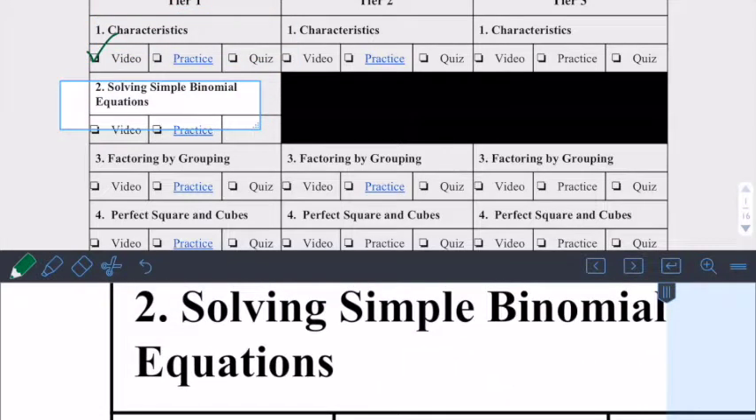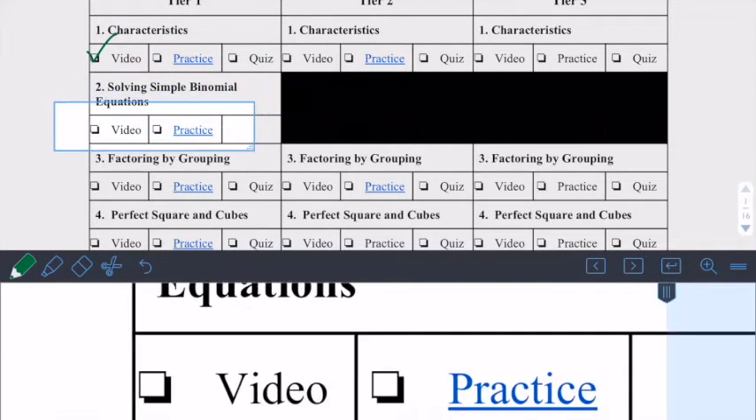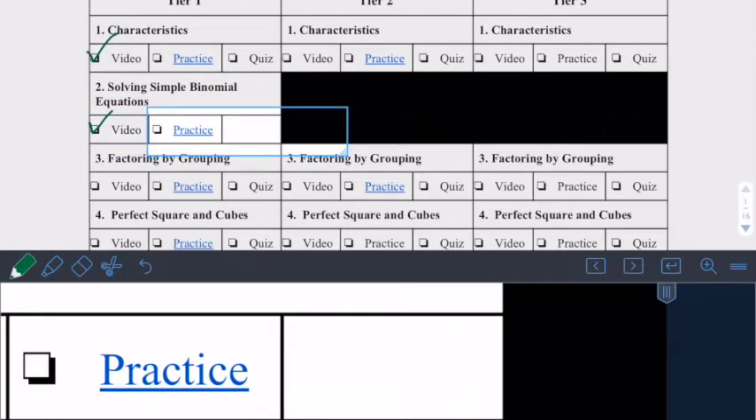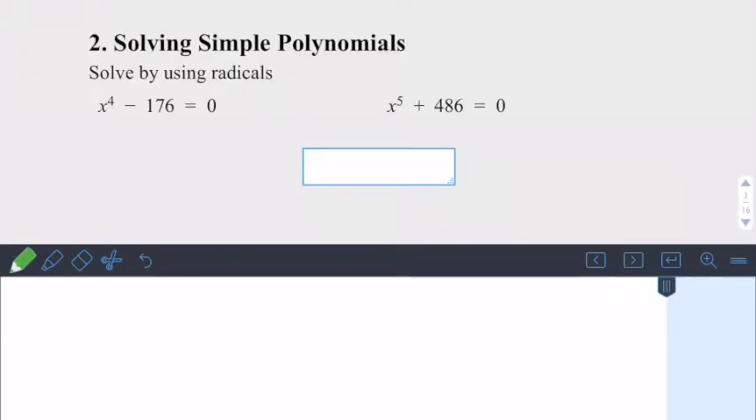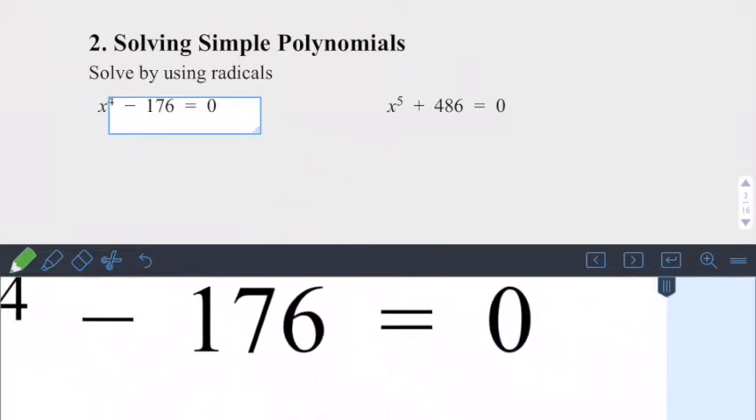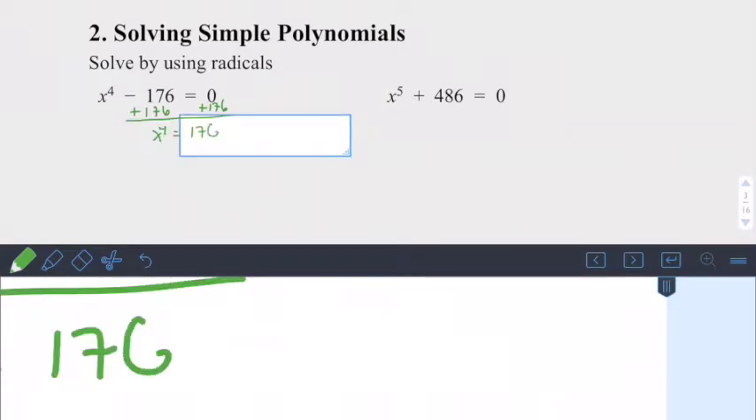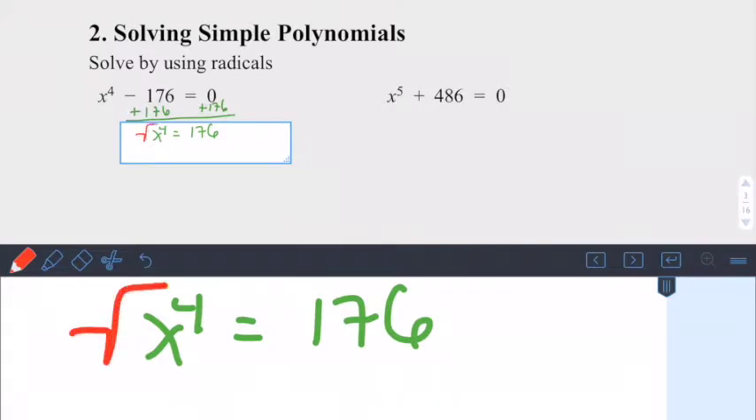This is Tier 1 solving simple binomial equations. There is no quiz on this one, so now we're going to solve some of these. So this one, we can add 176 to both sides. 176, and then now I need to take the fourth root to undo the fourth root of 176.